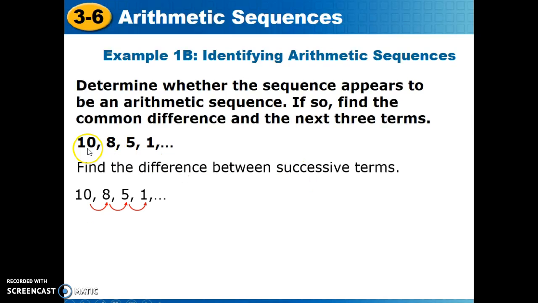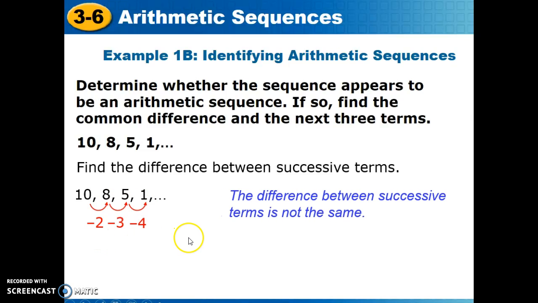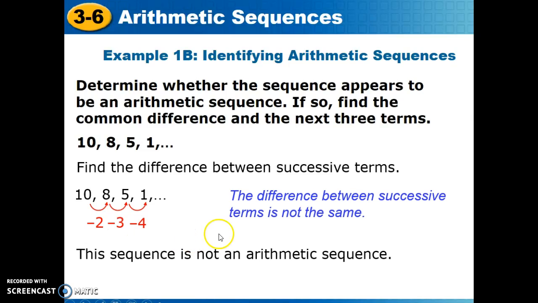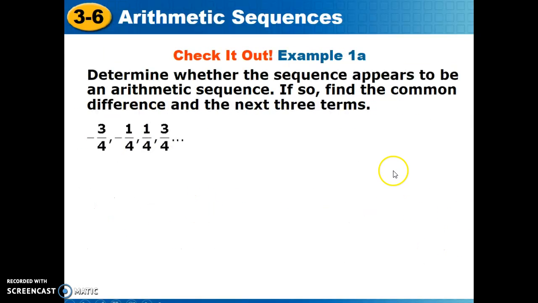We can see between 10 and 8, we have a -2. 8 and 5 is -3. 5 and 1 is -4. We do not have an arithmetic sequence. Successive differences are not the same. Therefore, we can't use our formula on it.